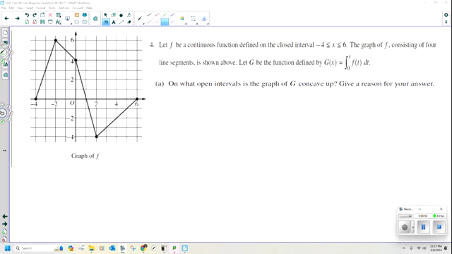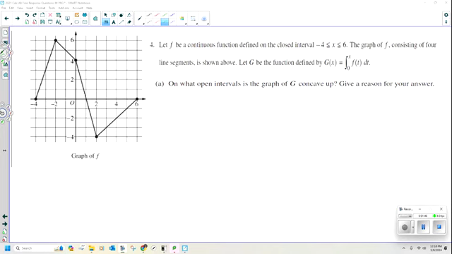Unlike question 3, that only had an A, B, and C, question 4 has 4 parts, A, B, C, and D. And oh, I like the graph. It's just straight lines, and a g of x equals an integral of f. I think this is going to be much more pleasant. Question 4 reads, let f be a continuous function defined on the closed interval from -4 to 6 inclusive. The graph of f, consisting of 4 line segments, is shown to the left, not above. Let g be the function defined by g of x equals the integral from 0 to x of f of t dt. On what open intervals is the graph of g concave up? Give a reason for your answer.